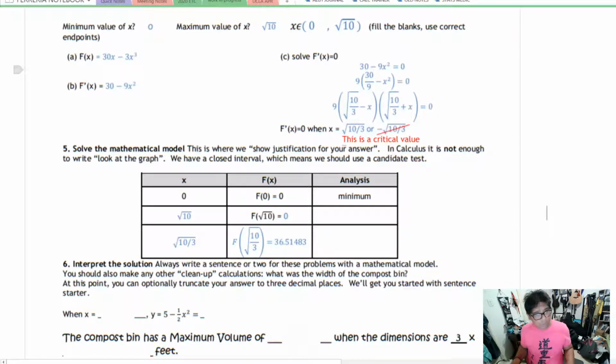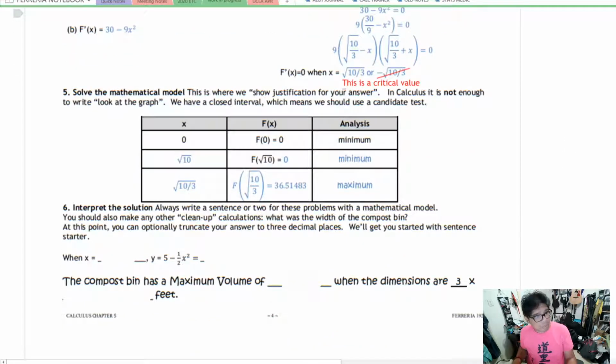Okay, so we are ready to do our analysis. Clearly, our maximum value is 36.51483, and the zeros are both minimums. Because there's the same value, there can be more than one minimum. There can be more than one maximum as long as it's the same value of the function. So we've done it. We have found the maximum volume, and we've also found out what it takes to get the maximum volume.